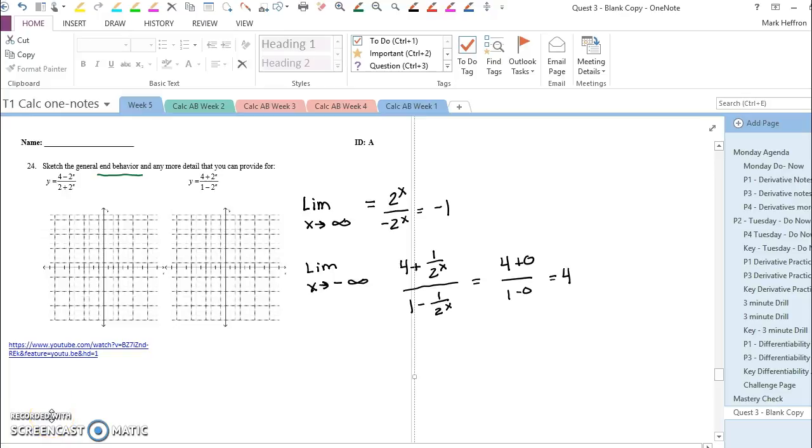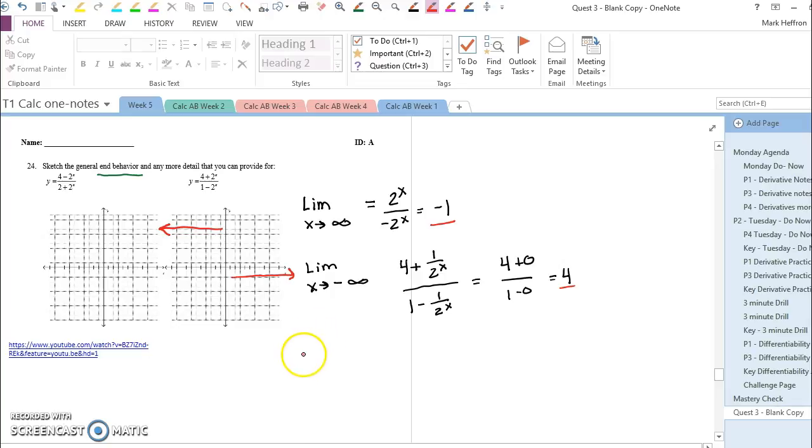Using the same thinking as before, we have horizontal asymptotes at -1, same as before, as x approaches infinity, and this time 4 when x approaches -infinity. So we're headed that way. Now we need to look at, can we find a y-intercept?